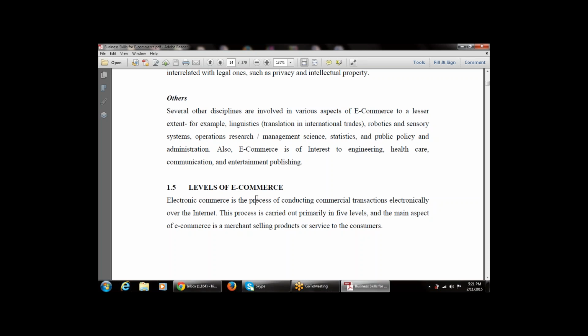This process is carried out primarily in 5 levels, and the main aspect of e-commerce is a merchant selling a product or service to the customers or consumers. That is the main level of e-commerce. Whenever there is a requirement, there is a transaction that sends the data to the customers. That is also a level of e-commerce.